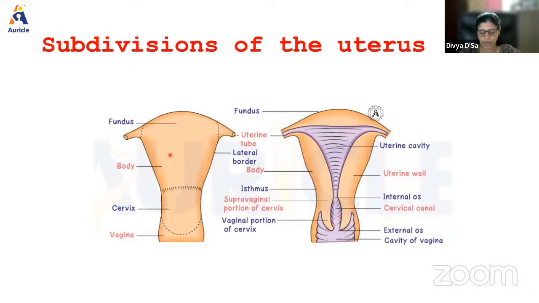So measurement, how long it measures. The total length is about 7.5 centimeters. Breadth is about 5 centimeters and thickness is about 2.5 centimeters, and it measures about 30 to 40 grams in weight.